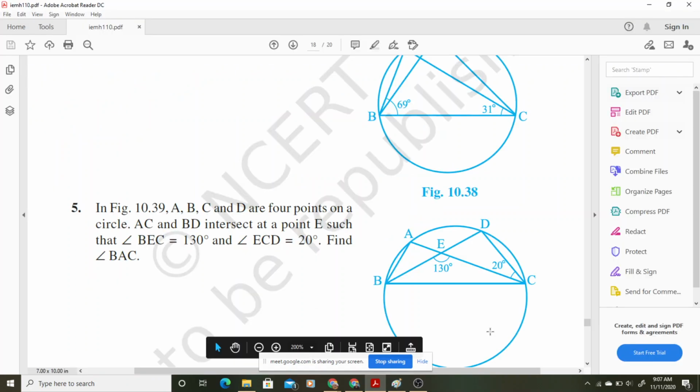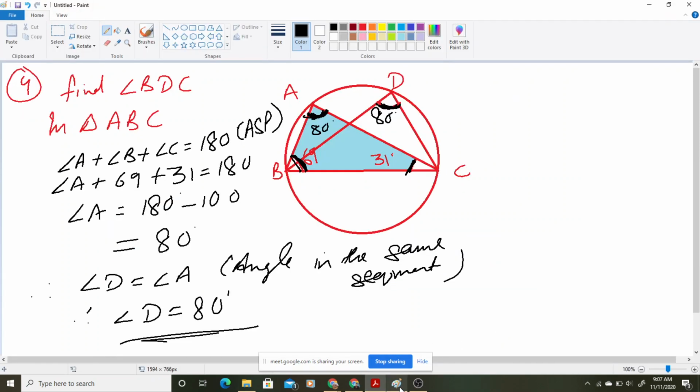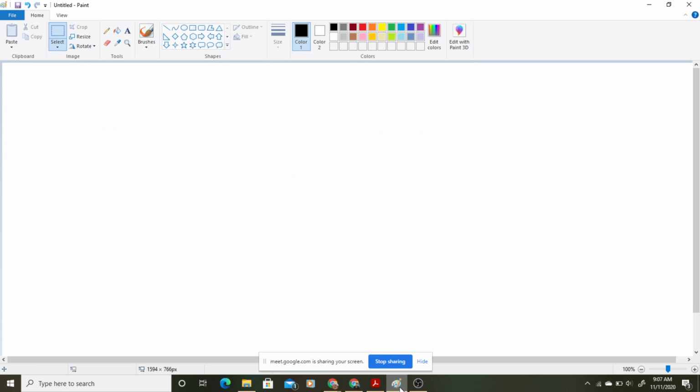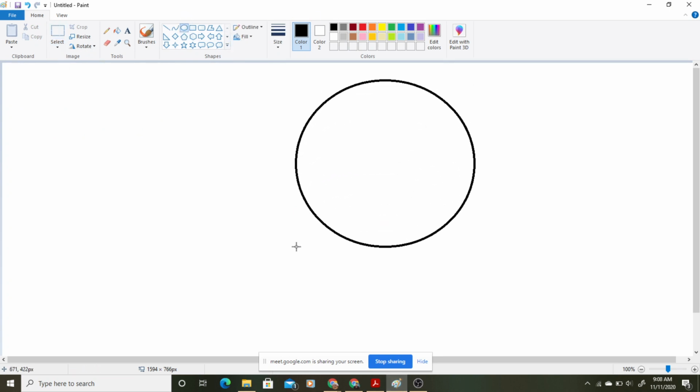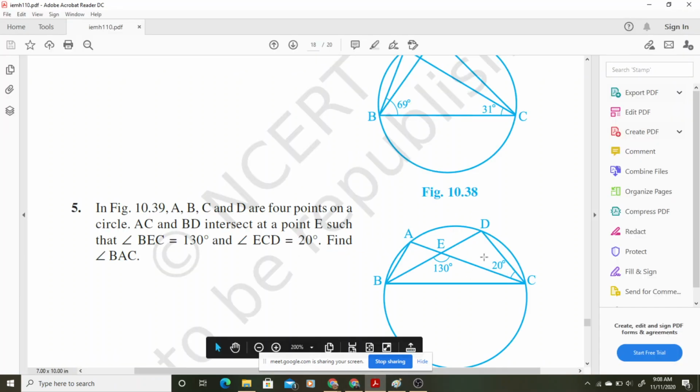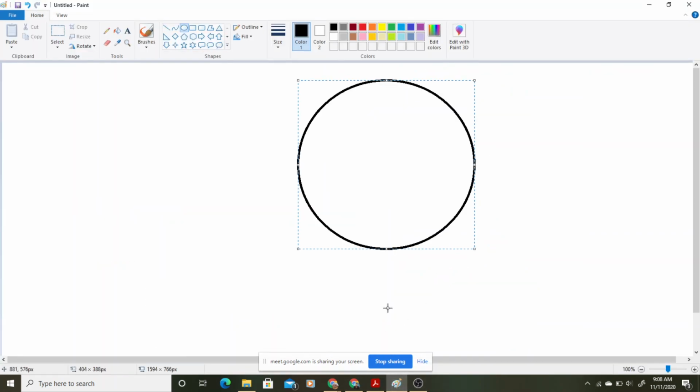In the fifth question, I'll draw a figure for you first. So in the fifth question also we are given a circle. Okay, this is the circle we are given. Then BC, then A and D two points. I'll take this one as BC, this point B, this point C.